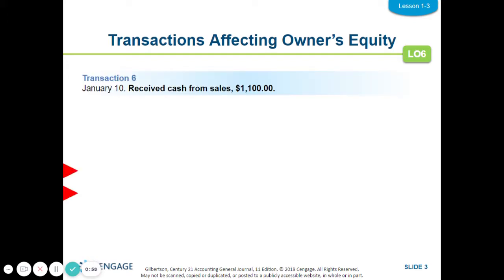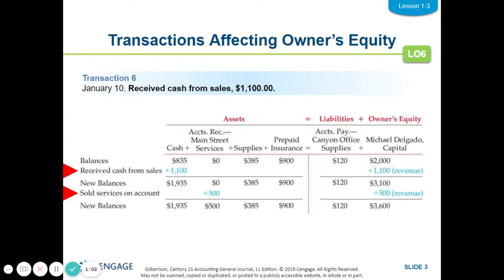So the first transaction, receive cash from sales. So this account called sales is going to be an equity account. We haven't really added sales, so we're going to just work with capital. So received cash from sales. Cash is going to go up because we're receiving cash.